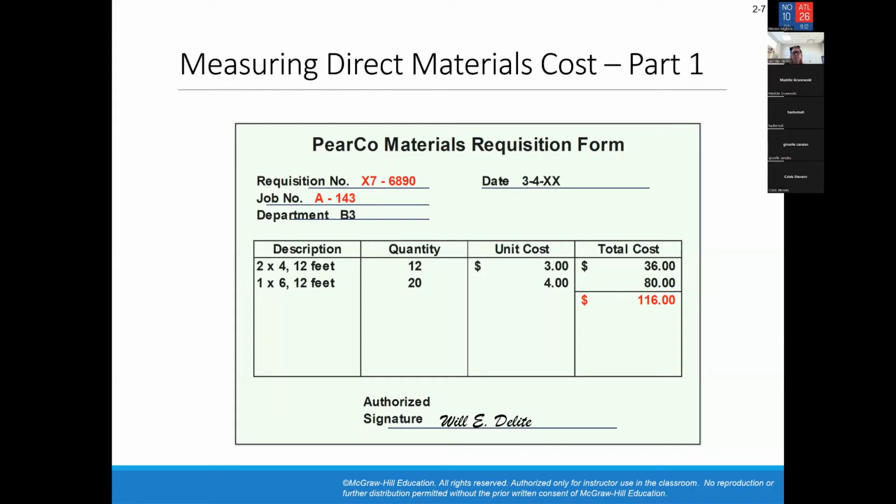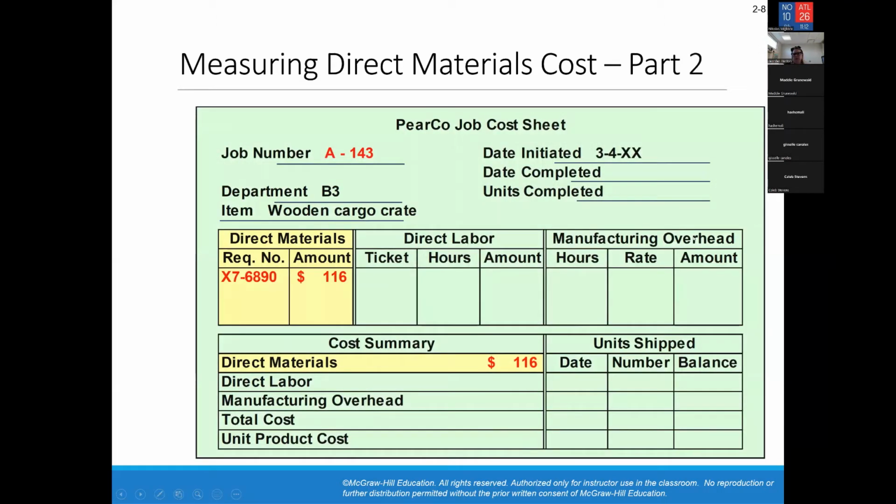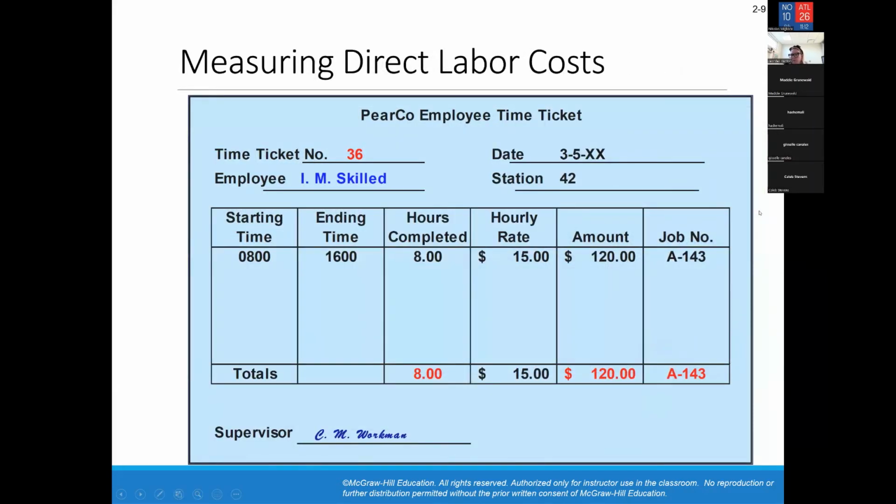And then a lot of times with labor, we have to figure out a way to cost out that labor. So here it is on the sheet for the material, but we may do something in the computer.